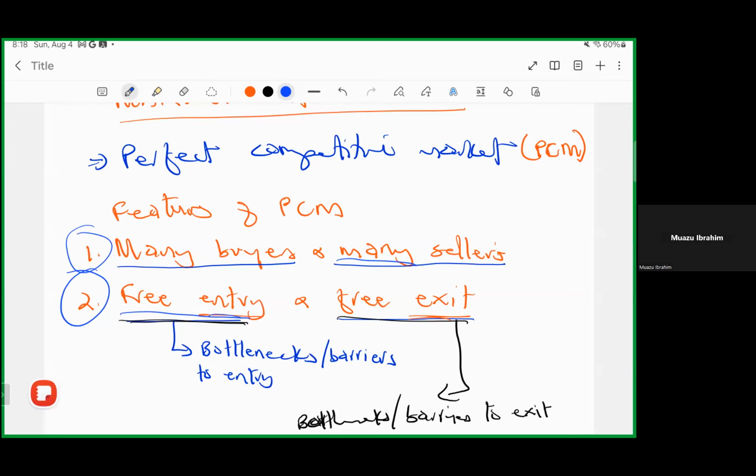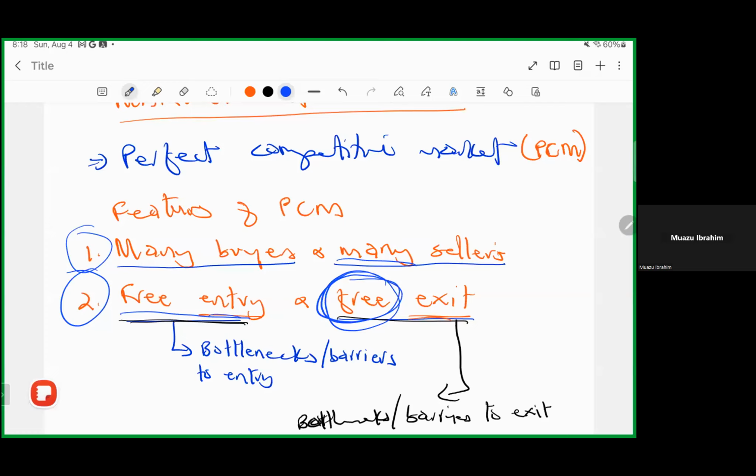So you will no longer be enjoying the profits that you used to enjoy in the short run. Because of the many sellers and free entry, people will tend to also sell. So they compete away the profit. And the profit tends to be what? Zero. In fact, some will make a loss. And once they make a loss and you feel you are no longer making profit, you leave because exit is also what? Free. You leave because exit is also free.